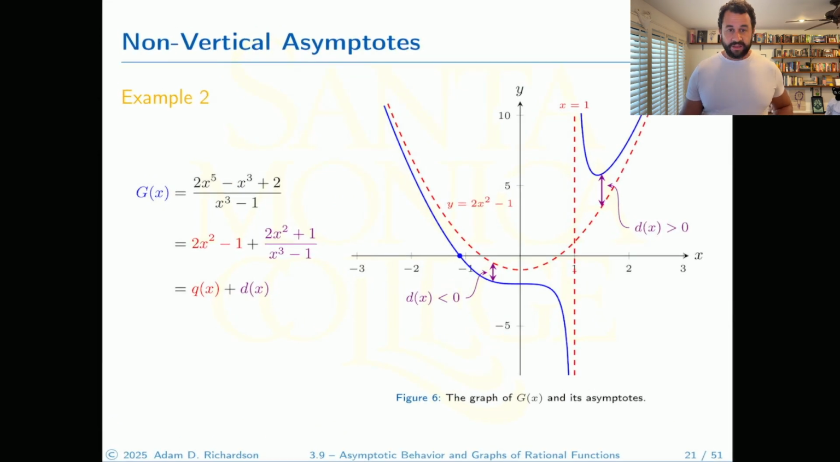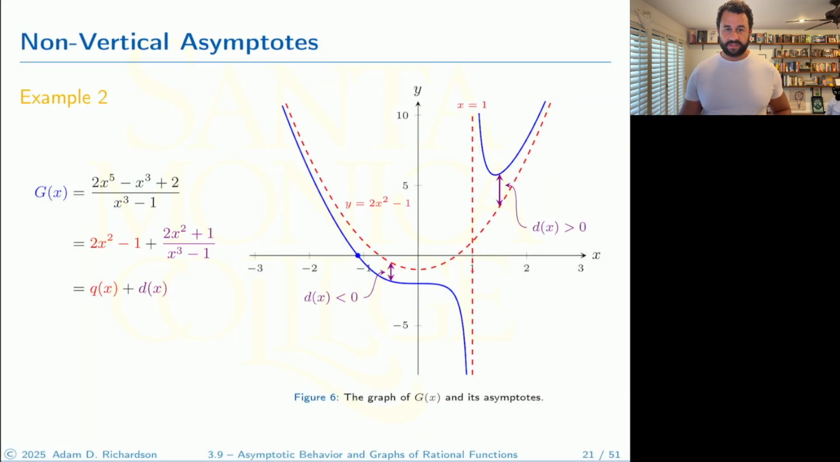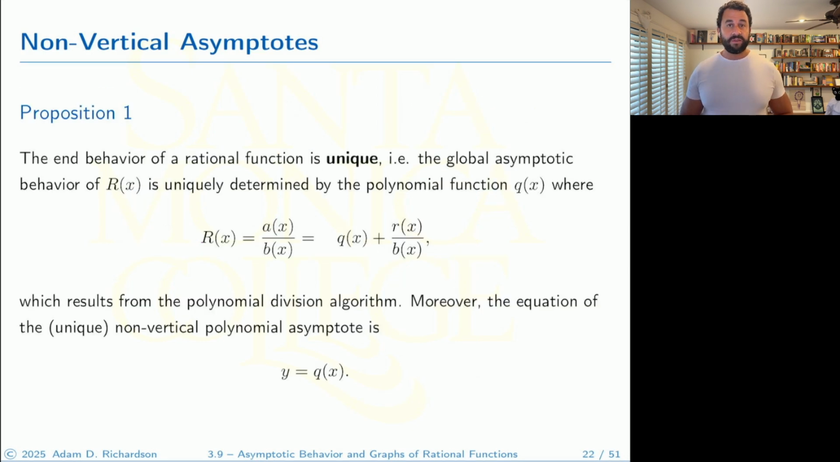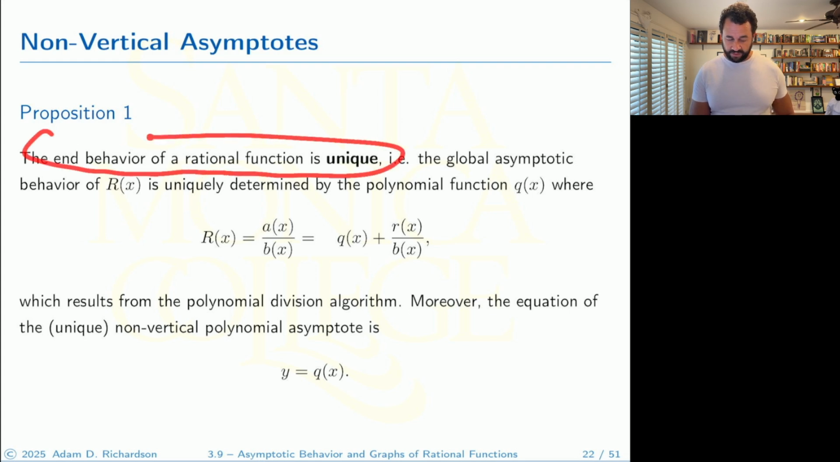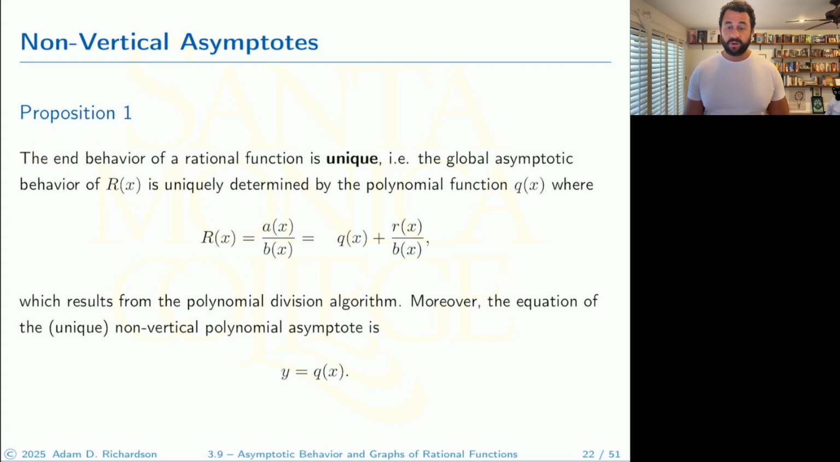Okay, now that we have that idea, let me go back to this. There's a really, really important proposition, and this is one of those that I want you to take to heart. We're perfectly set up for it. It's this: the end behavior of a rational function is unique.